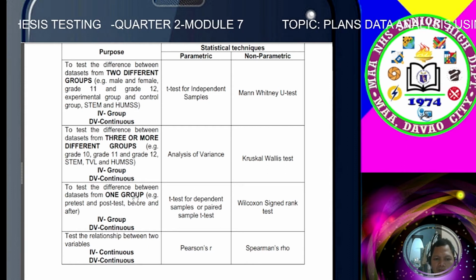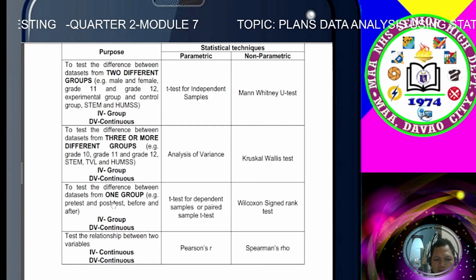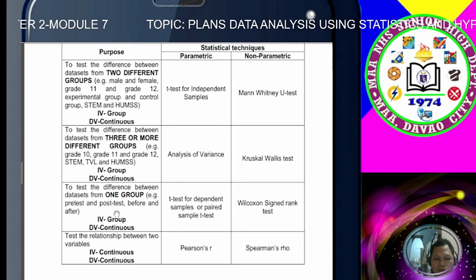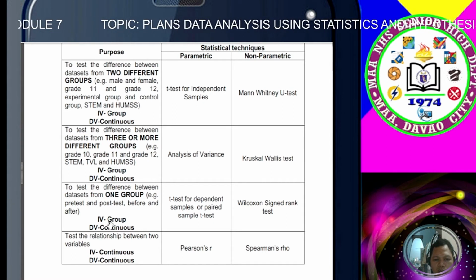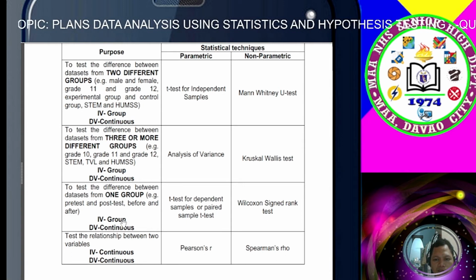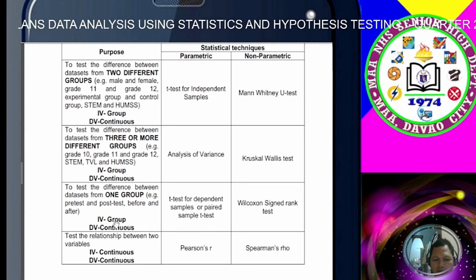Then next, to test the difference between data sets from one group, for example pre-test and post-test, before and after. Here, take note, our independent variable is still grouping or categorical data.